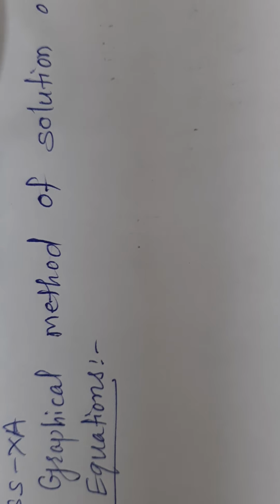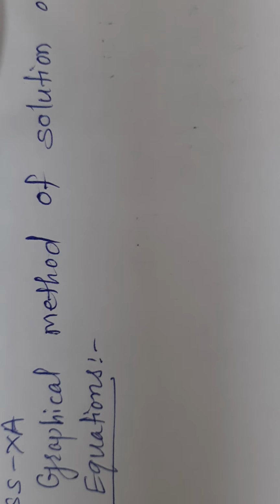The second case is when lines are parallel. Then the equations have no solution, and in this case the pair is called inconsistent. The condition for an inconsistent solution is a1 is to a2 equal to b1 is to b2 not equal to c1 is to c2, where a1, a2, b1, b2, c1, c2 are the coefficients of x, y and constants from the general form of a pair of linear equations in two variables.